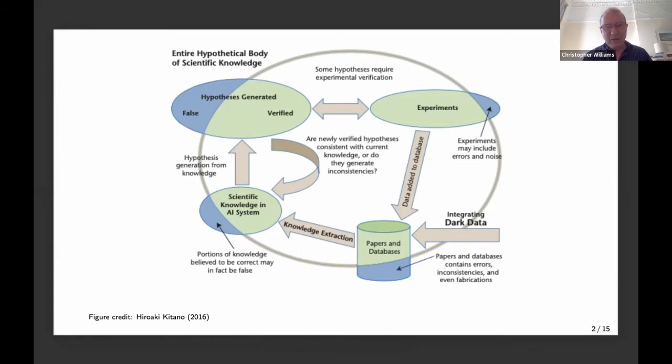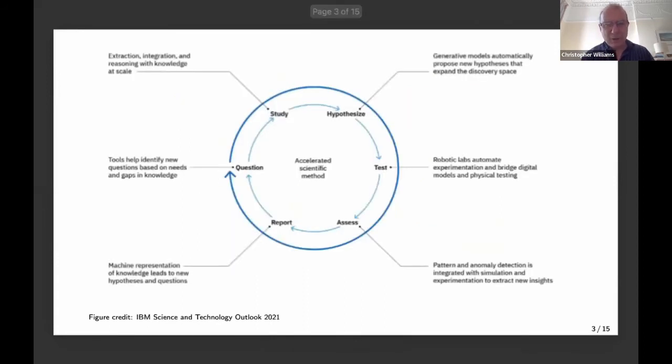as we know. Another diagram of a similar nature is from IBM, from their Science and Technology Outlook in 2021. The thing I like about this diagram is that on the left it has a question, because I think a lot of science really starts with a question. We don't always necessarily come to a hypothesis, at least in more discovery science, but we certainly have a question.